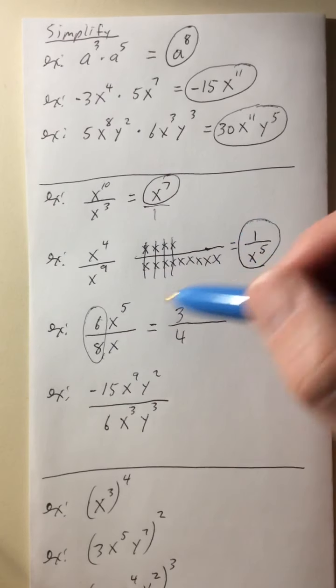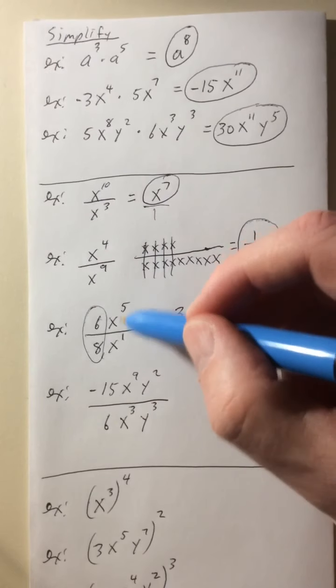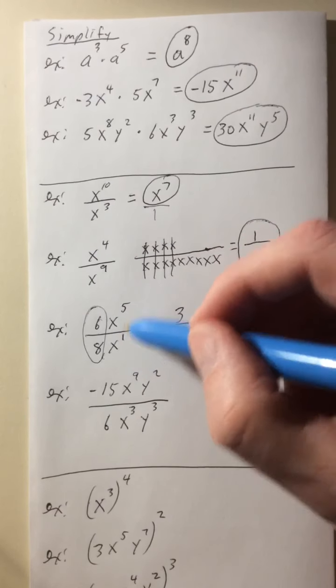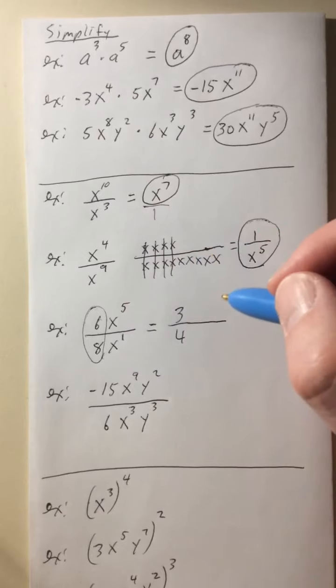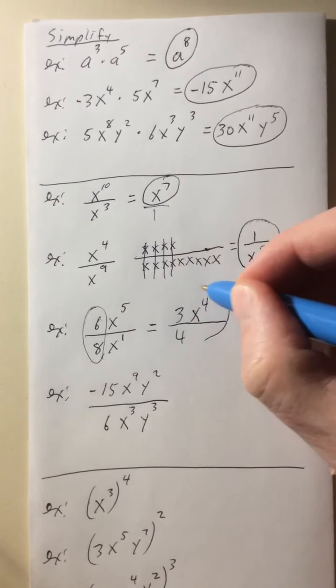Just reduce the fraction. And then here, when we don't see an exponent, of course, we know that's 1. So x to the fifth divided by x to the first. When we divide, we subtract exponents. So we get x to the fourth. And we're all done with that one.